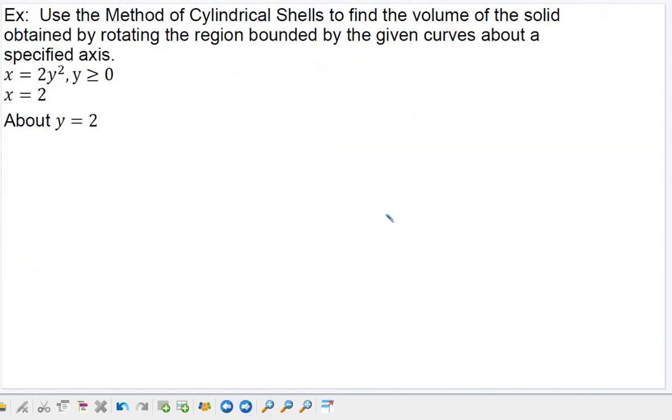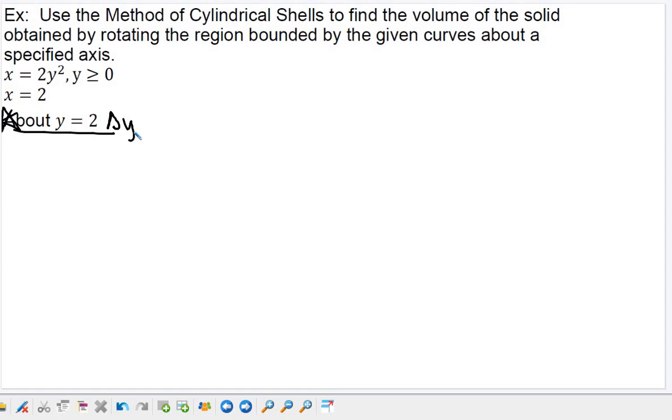So use the method of cylindrical shell, the region bounded by the curve and the specified axis. So this is about y equals 2. Okay, so this is not around a vertical axis. Now, it's a horizontal line. So I'm rotating about a horizontal line, which is like the x-axis. So that means I should be integrating with respect to y. So remember, the x-axis is a horizontal line. Y equals is our horizontal line. So if I'm rotating around a horizontal line, I should be integrating with respect to y.